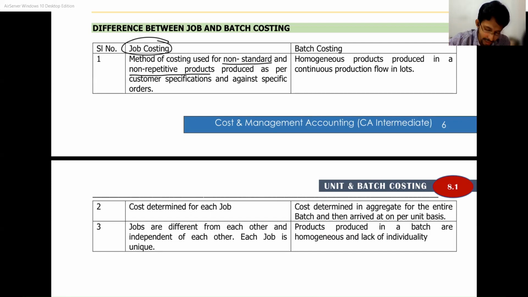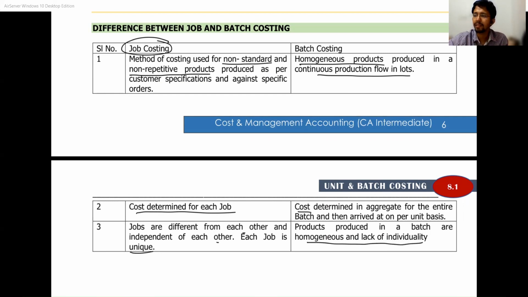So batch costing is used for homogeneous products produced in continuous production flows in lots. Now, in job costing, cost is determined for each job, whereas in batch costing, cost is determined for each batch. Now, in job costing, jobs are different from each other and independent of each other. Each job is unique. We have already seen that. Whereas in batch costing, products produced in a batch are homogeneous and lack individuality.